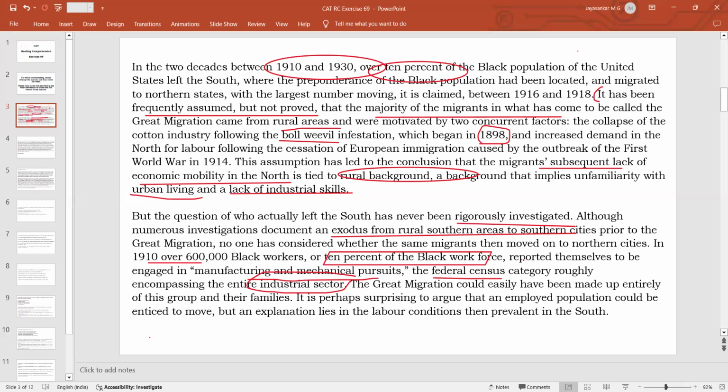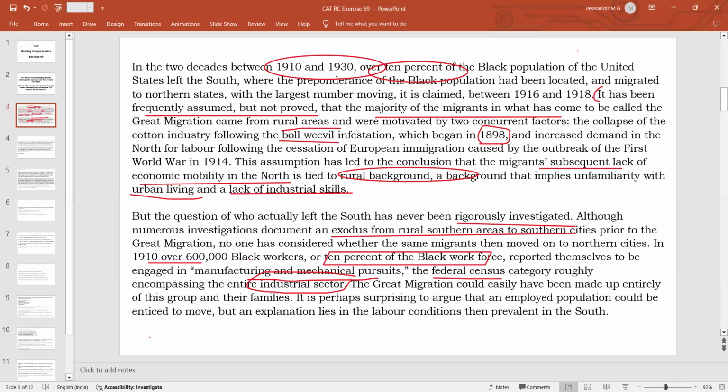So the author says that the same 10 percent of the people who were engaged in manufacturing and mechanical pursuits, normally manufacturing and mechanical work will be in cities, because in rural areas it will be only agriculture. So these people will be living in cities and they are skilled workers engaged in manufacturing and mechanical pursuits. So they are already urban workers.